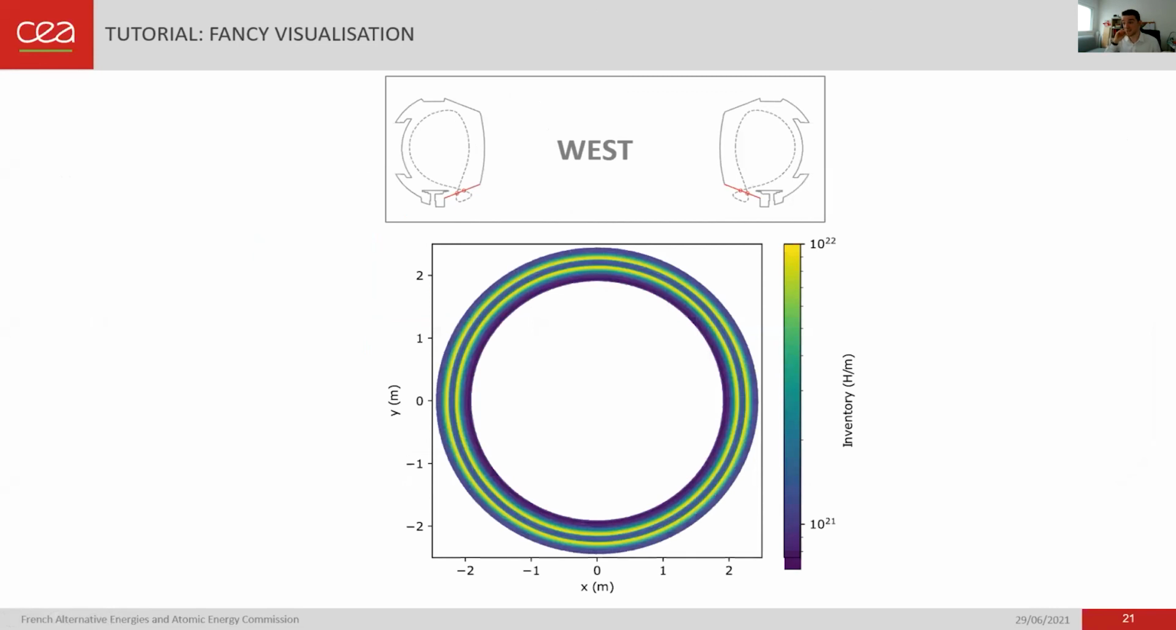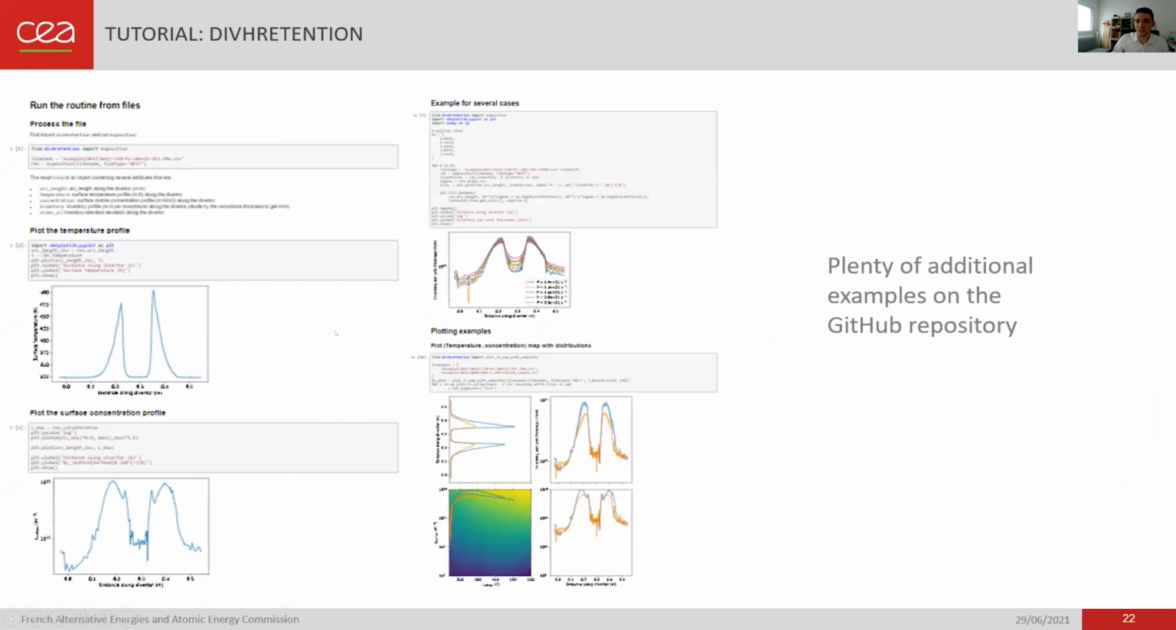You can even make fancy visualizations that aren't really useful, to be honest. It doesn't bring much more, but it's pretty cool, I think. So that's a 2D map of the inventory in the WEST divertor as if we were looking from above. As I said, there are plenty of additional examples that you can look up on the GitHub repository, or in the documentation.